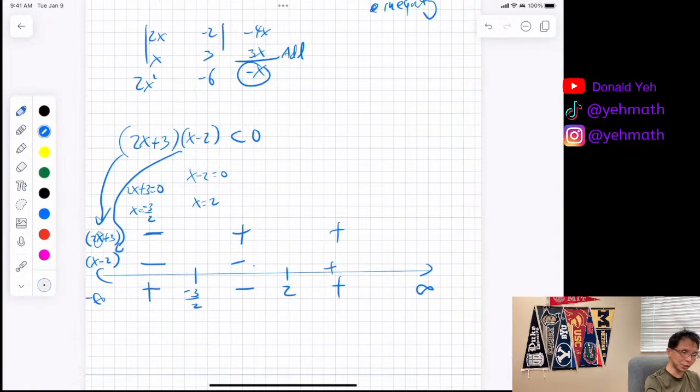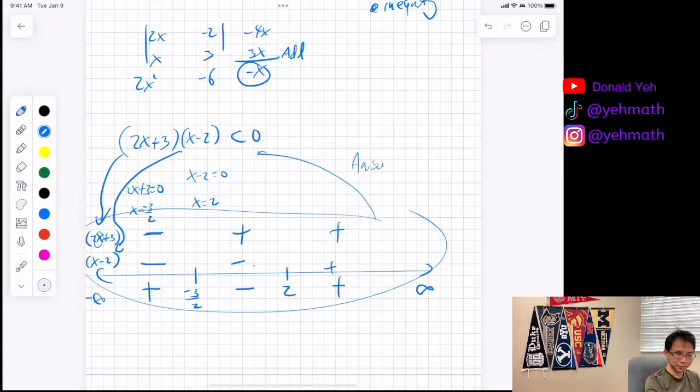Now let's answer the question. This is not the answer. This is to answer the question. What is the question looking for? That means they're looking for negative values.